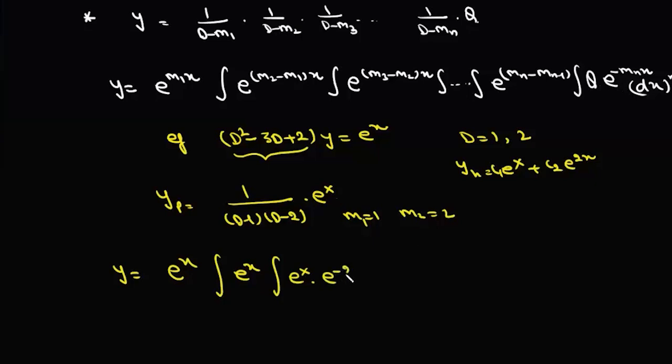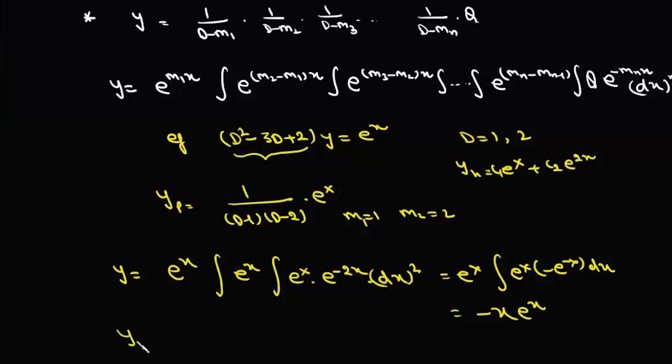So it will be e to the power minus 2x into dx square. Now this is e to the power minus x, and the integral of e to the power minus x is minus e to the power minus x. So it will be this e to the power x, and then integral of e to the power x minus e to the power minus x into dx. Now this is 1. So it will be minus x into e to the power x.